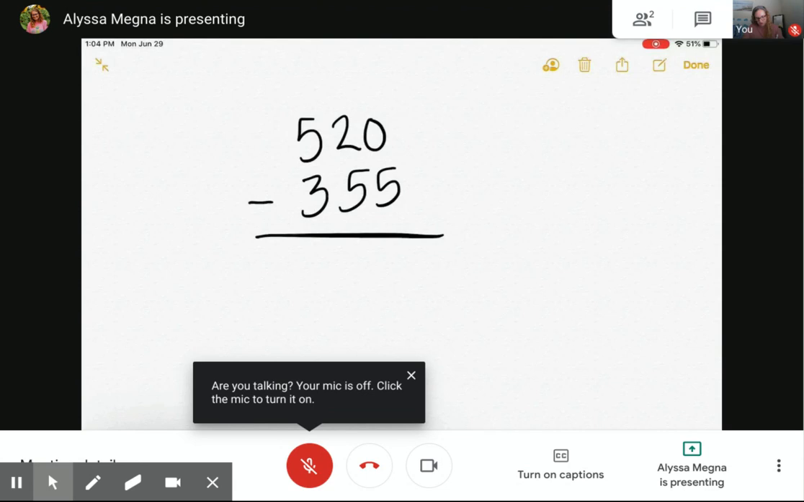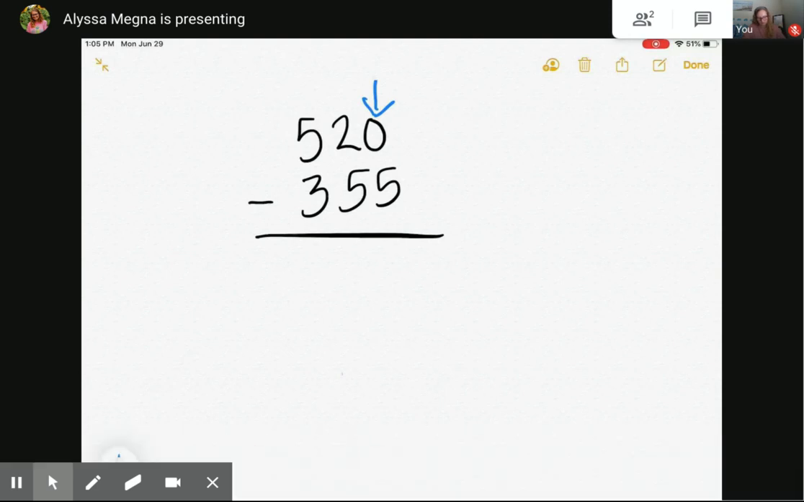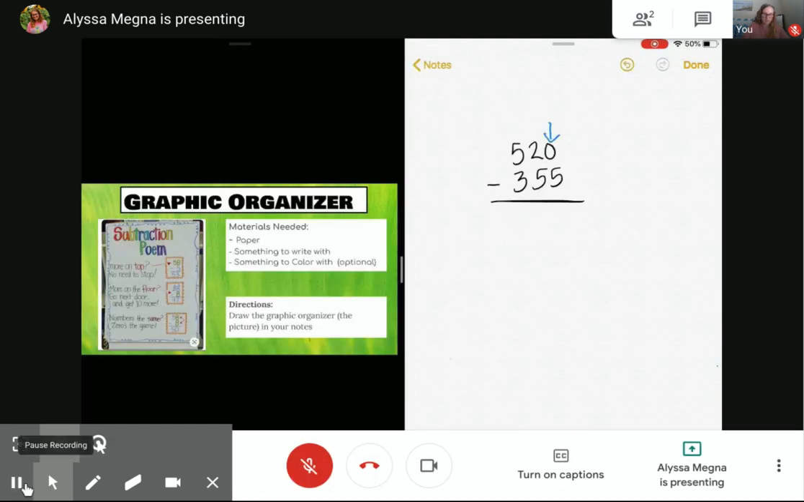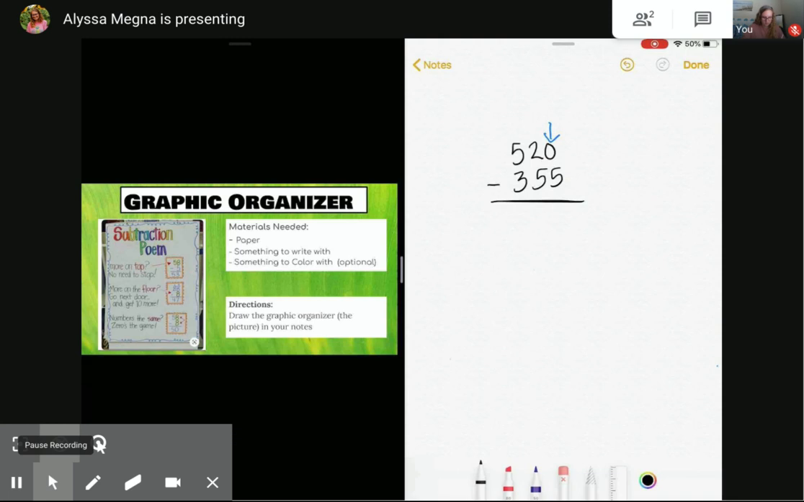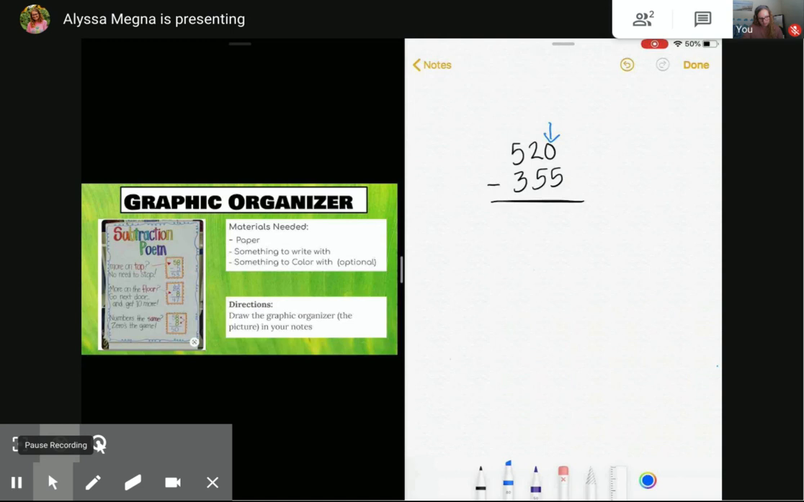So that's the farthest to the right here. And we're going to look and see what number is bigger, the 0 or the 5. So I'm going to pull that up maybe. Okay, so there's the graphic organizer. So we're going to look at the numbers in this column. We have a 0 and a 5. So I'm going to highlight the bigger number with the blue, and that is the 5.